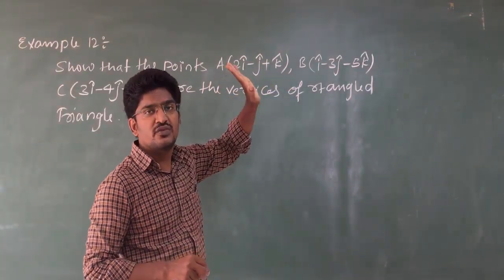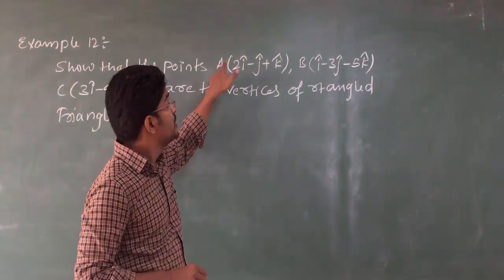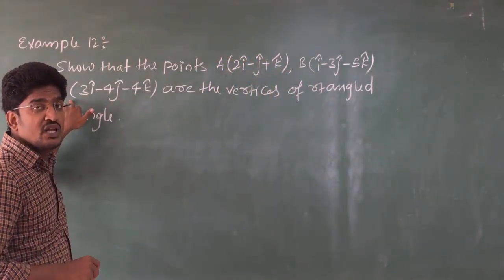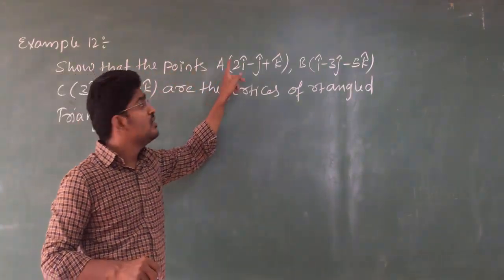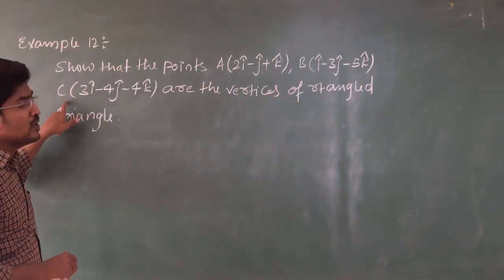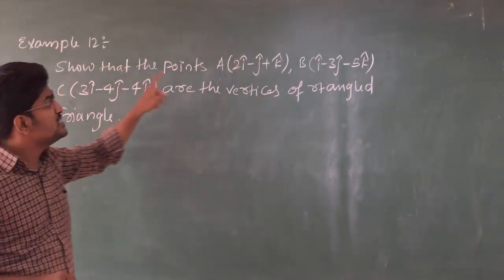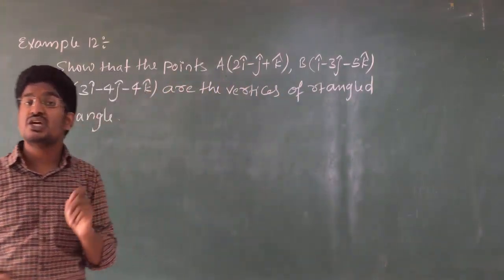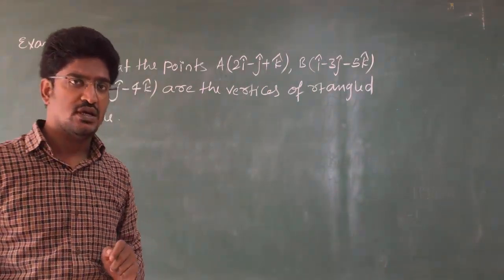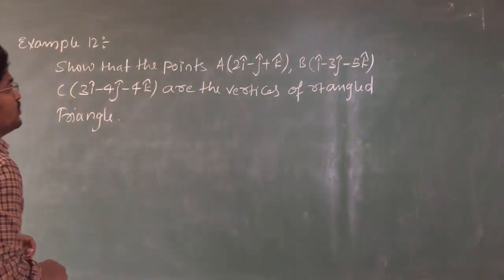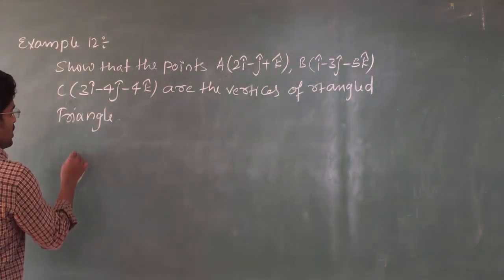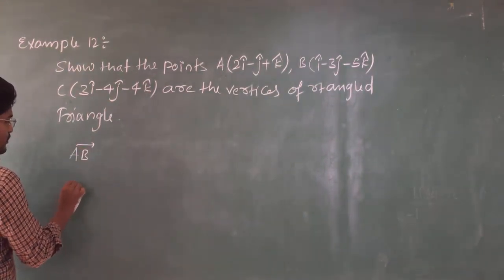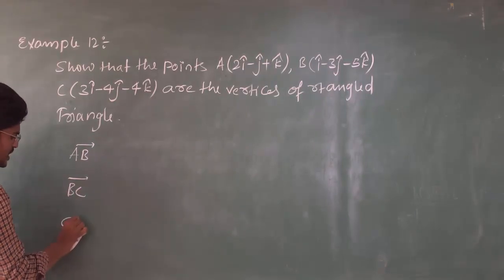This is called position vector. That means vector OA, vector OB, vector OC. Are you clear? This is vector OA, vector OB and vector OC. That means A, B, C are the 3 points and these vectors are the position vectors of those 3 points. Clear? So from that, we have to find vector AB, vector BC and vector CA.